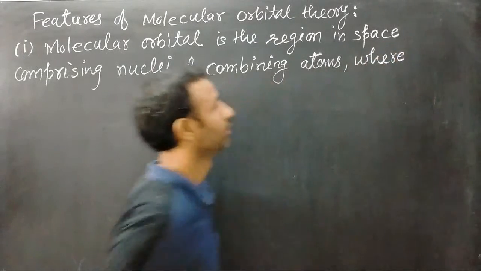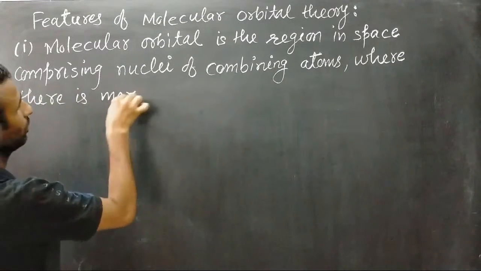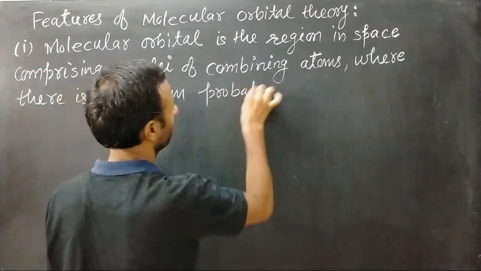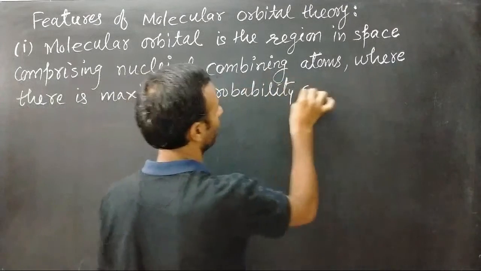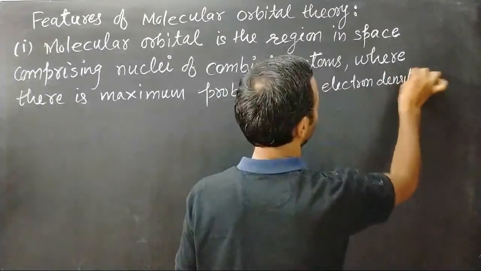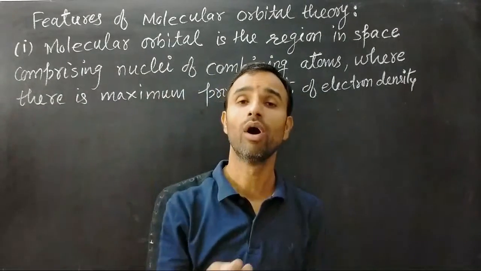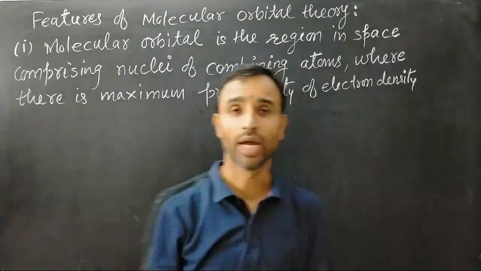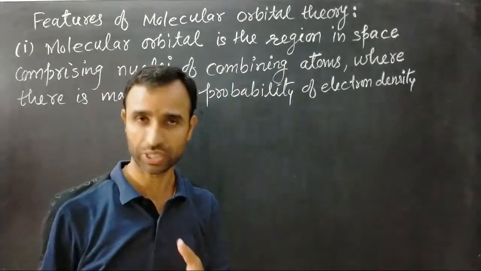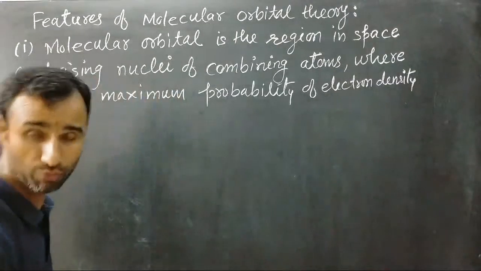where there is maximum probability of electron density. Okay, it is this region in space comprising all the combining nuclei, and where there is maximum probability of finding the electron density. That region in space is called molecular orbital. Okay, it is different from atomic orbital.